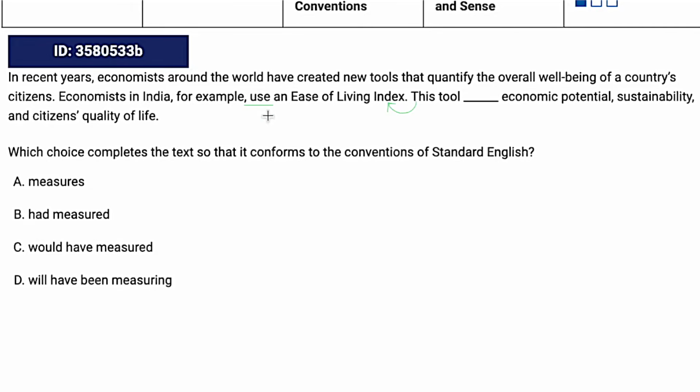So we know that this is something that is still current. It's not like they used to use it. This is something they do use today. So if I'm looking for simple present tense, I would go with measures. This tool measures economic potential. And that's true. If it's used today, then it measures today.